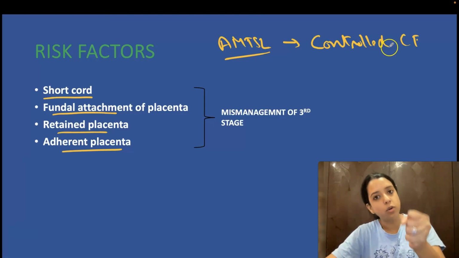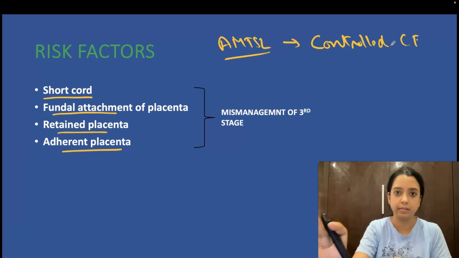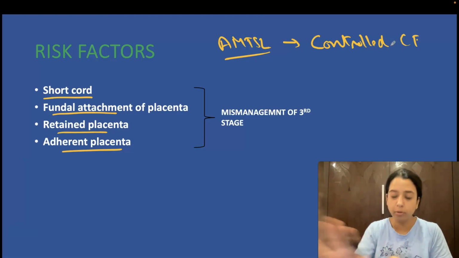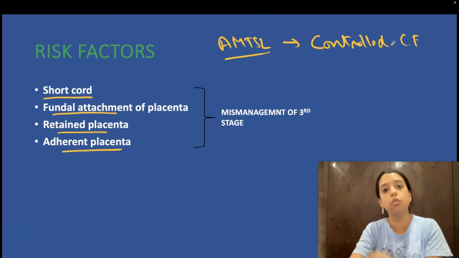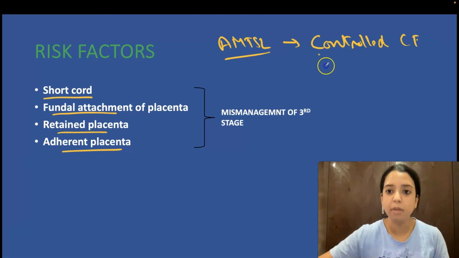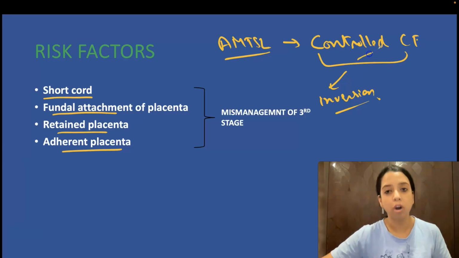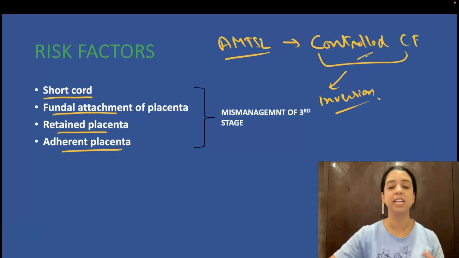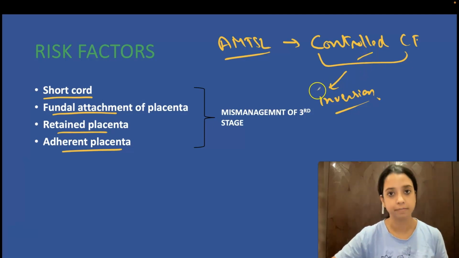When it separates by itself, it will itself come out. And your one hand is on the uterine fundus. Right? You are pushing it back and with one hand you are just applying the traction. This is called controlled cord traction. And the aim of controlled cord traction is to prevent inversion. If it has not been followed, and the 3rd stage of labor has not been managed properly, it will result in uterine inversion.